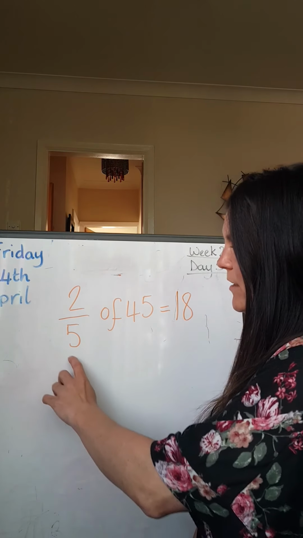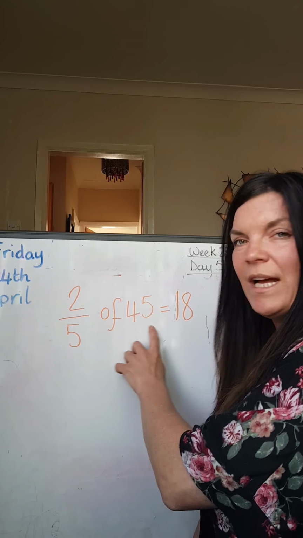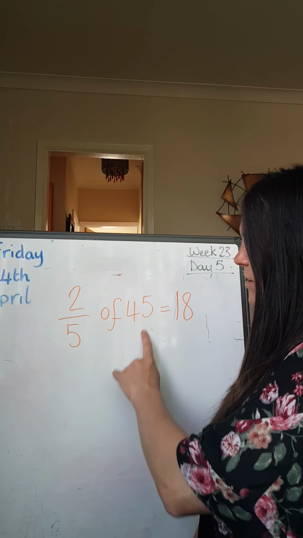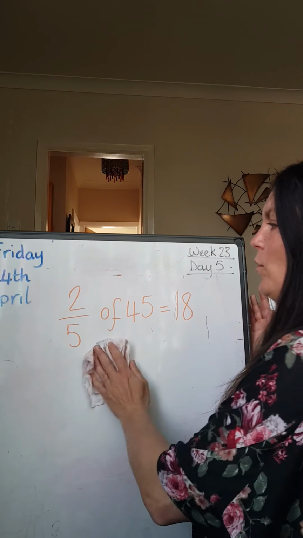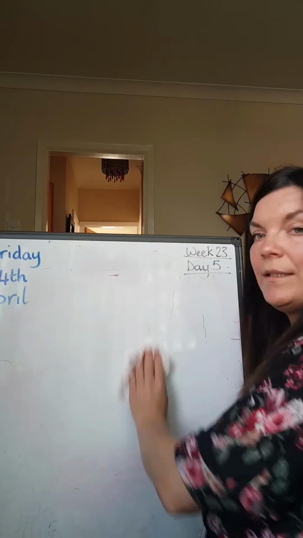The reason I'm dividing by the bottom first this time is because that number's bigger and it makes it so much easier actually, because I know how many fives fit into 45. I can see that pattern.